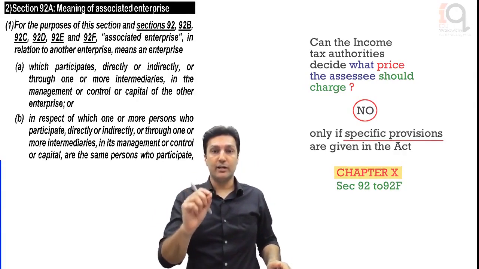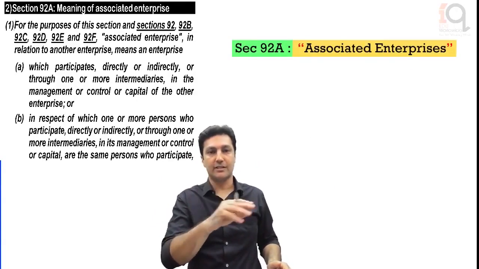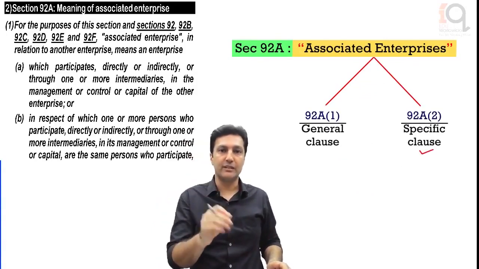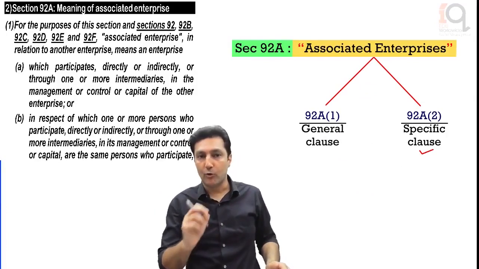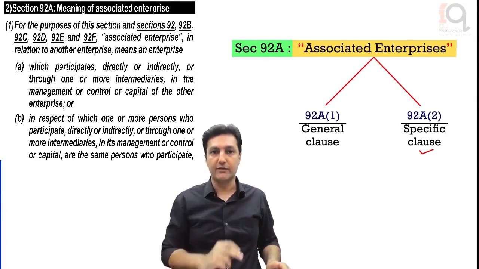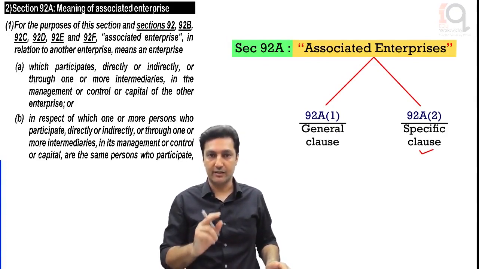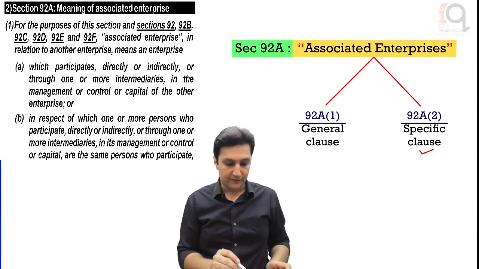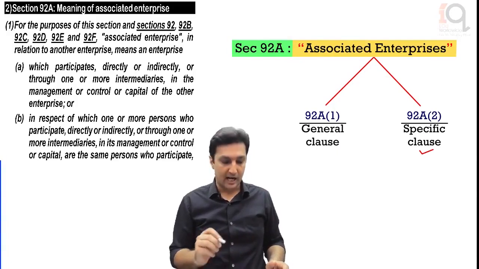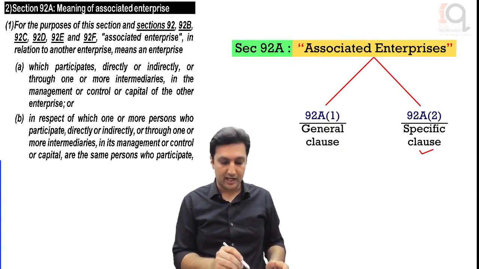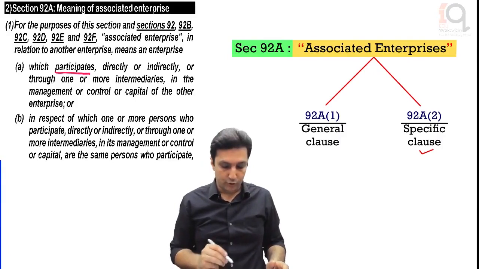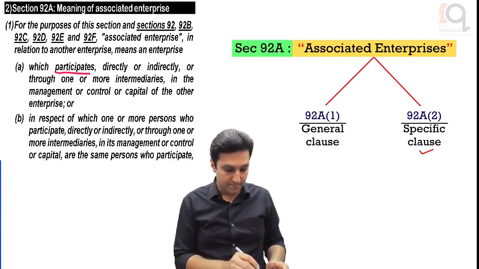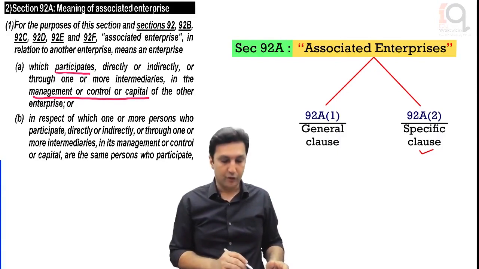So section 92A has two parts, subsection 1 which is the general clause and subsection 2 which gives us specific situations in which two or more entities can be associated. We're going to go through each one of them to understand all the situations in which the entities can be associated. It says, for the purpose of this section and 92, 92B, C, D, E, F, associated enterprise in relation to another enterprise means an enterprise which participates directly or indirectly or through one or more intermediaries in the management or control or capital of the other enterprise.